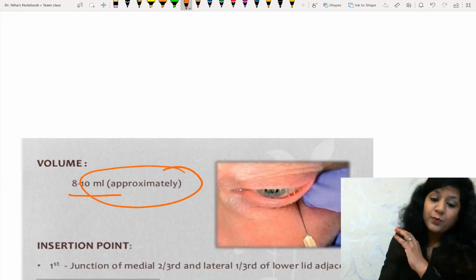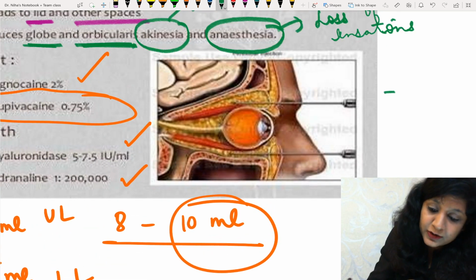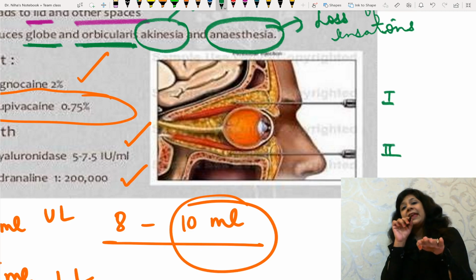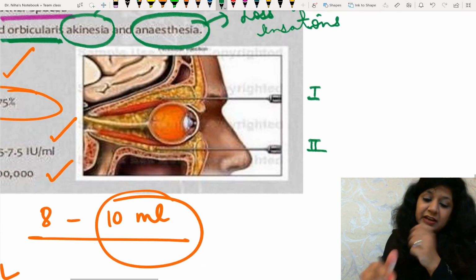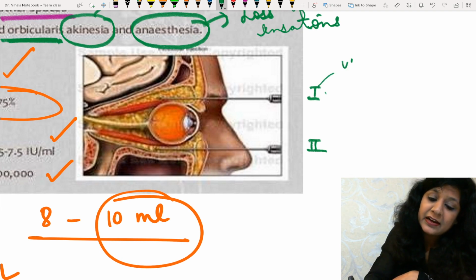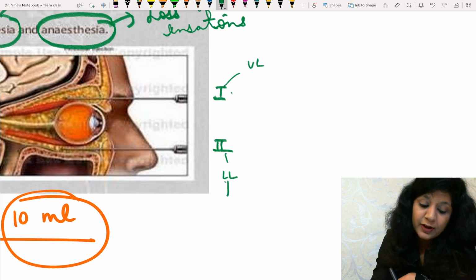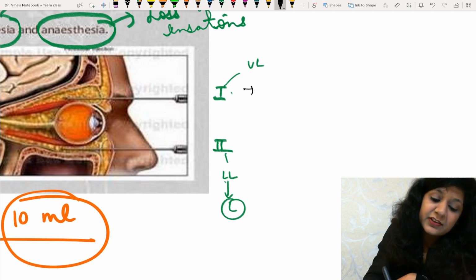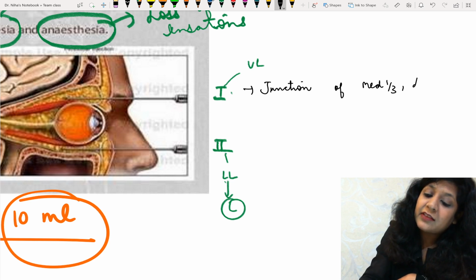Now what are the insertion points? That is again very important. Look here, there are 2 insertion points, number 1 and number 2. If you see the plane in which you are giving the injection here is also different. Here we are giving 2 injections, one in the upper eyelid and one in the lower eyelid. Now as I told you, L for L, so this is towards the lateral margin. The upper one will be given at the junction of the medial 1/3 and the lateral 2/3.